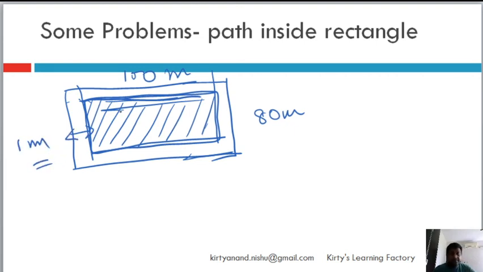So how to do this? First understand that the width is 1 meter all the way. So here it is 1 meter, here also it is 1 meter, right? This is also 1 meter, this is also 1 meter. So this is a square of 1 meter at the corner. Similarly all 4 corners will have these squares of 1 meter wherever you turn.